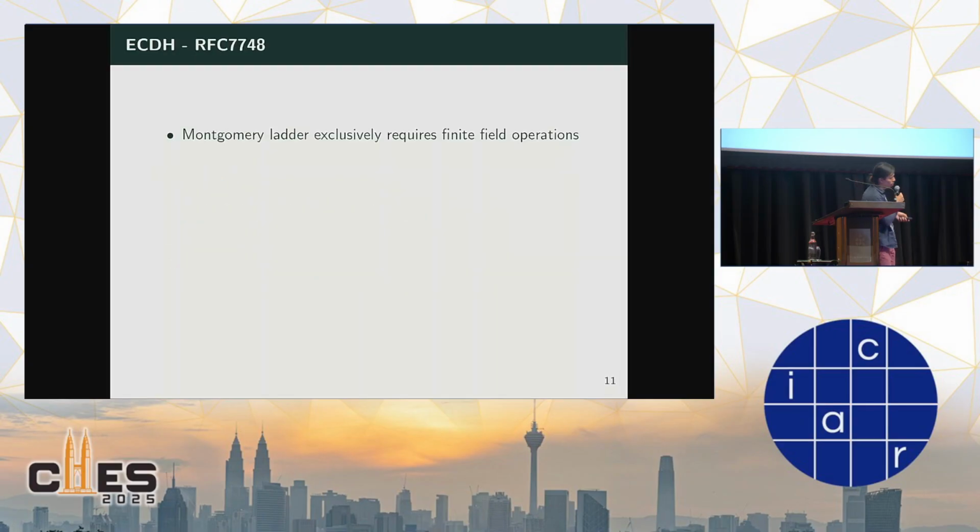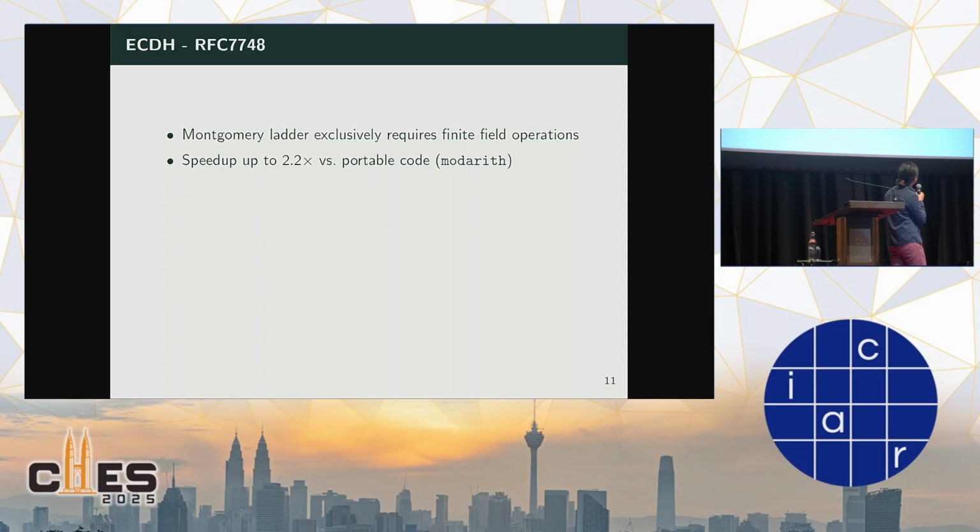Before I go into this, I would like to mention that once we had this generator ready, we decided we wanted to try it out in the wild and see how it performs compared to other generators. We chose two applications. The first one is elliptic curve Diffie-Hellman, particularly as specified in the memorandum RFC 7748. This uses a Montgomery curve and computes the shared secret using X-only arithmetic. Particularly, it uses what is called the Montgomery ladder, and it requires only finite field operations.